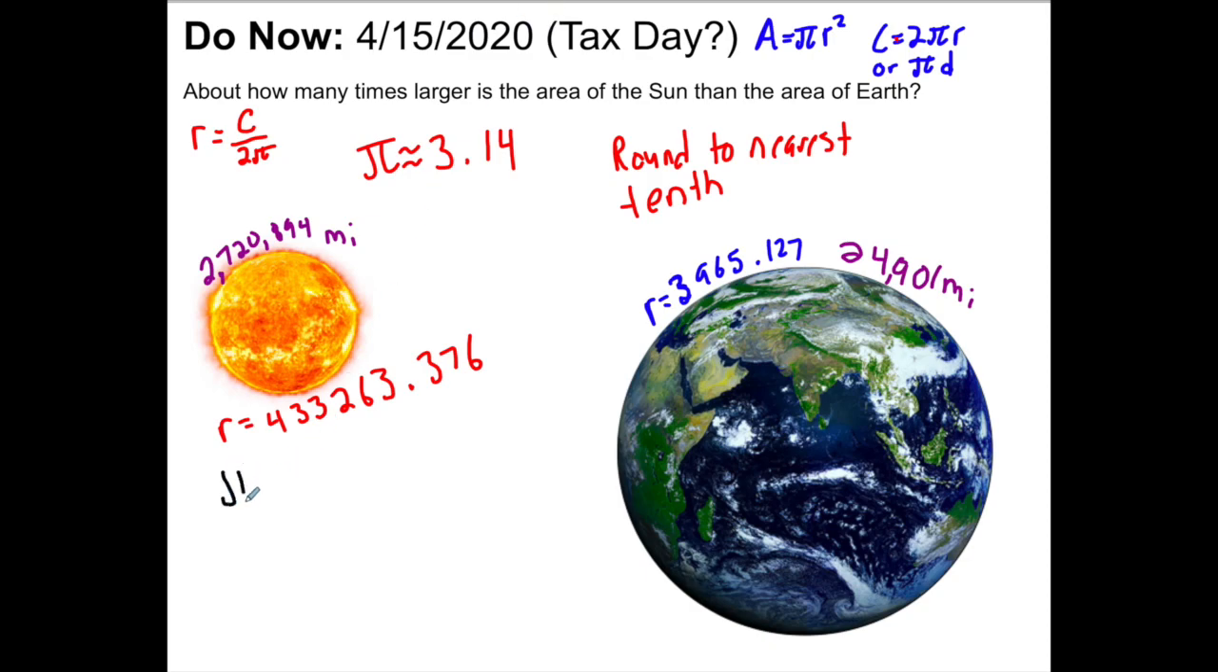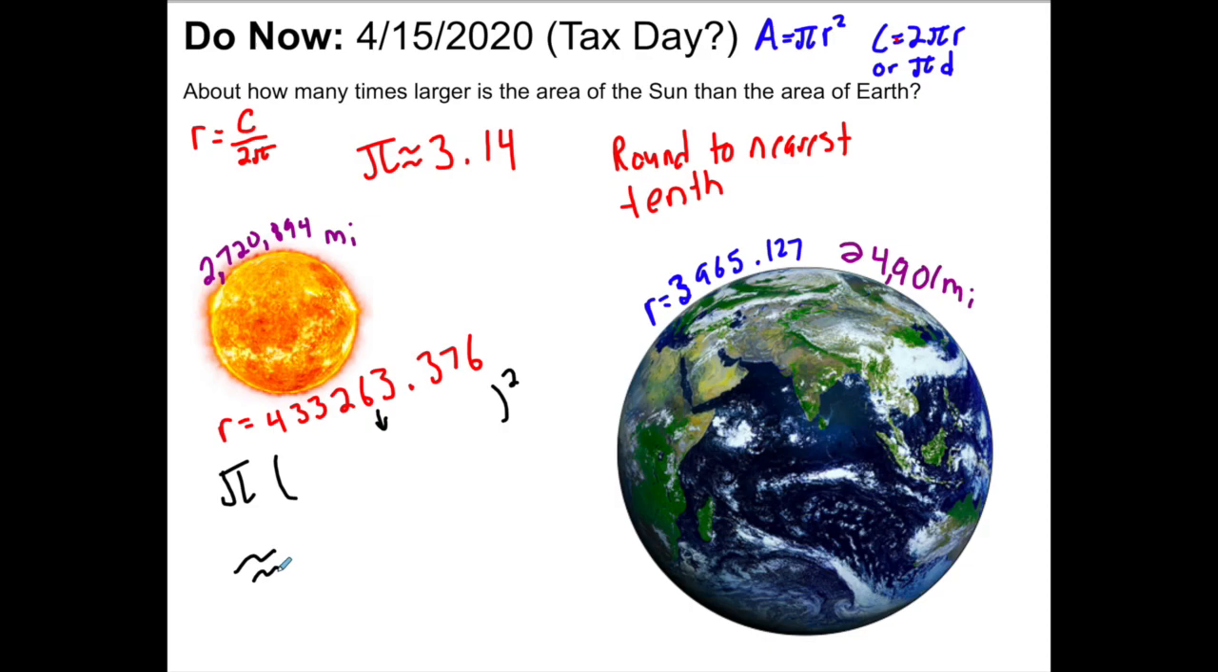And so now I need to get the area. So it's going to be pi times this radius squared. Okay, so let's see what that's about. On my calculator, I'm going to do 3.14 times, open parenthesis, 433,263.376. Then I'll close the parenthesis. Then I'll do the squared.